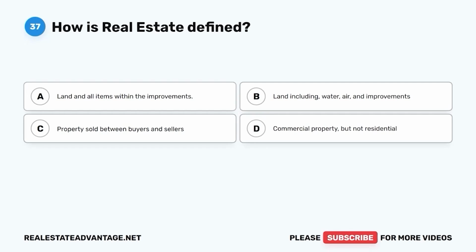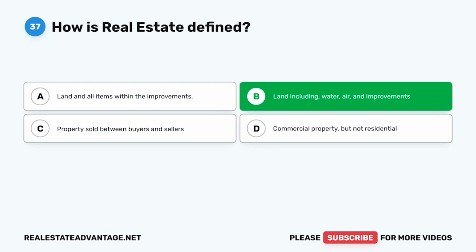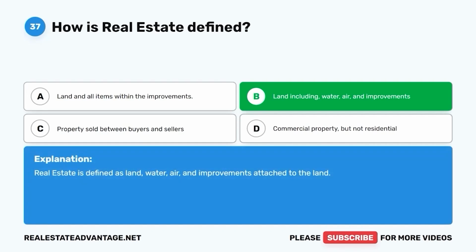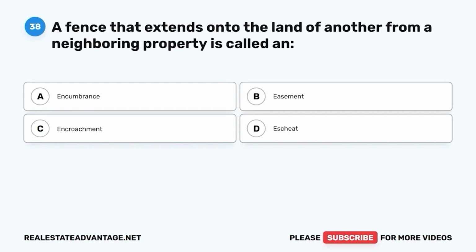C. Property sold between buyers and sellers. D. Commercial property, but not residential. The correct answer is B. Land including water, air, and improvements. Real estate is defined as land, water, air, and improvements attached to the land.